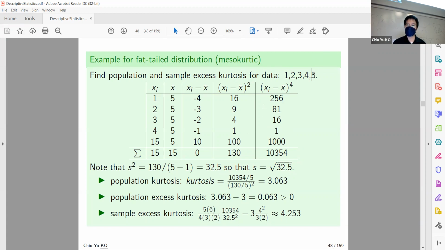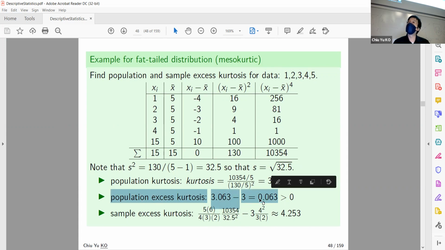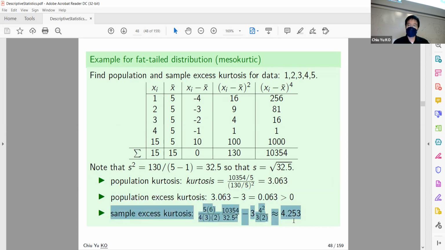Oh, sorry, this should be 15. Sorry, typo here, should be 15 because the data is 15. You will see the population one you calculate is very small, but the sample one is much larger. So that's exactly what we said: when you calculate it that way, it is underestimated a lot. So you have to use the sample one.